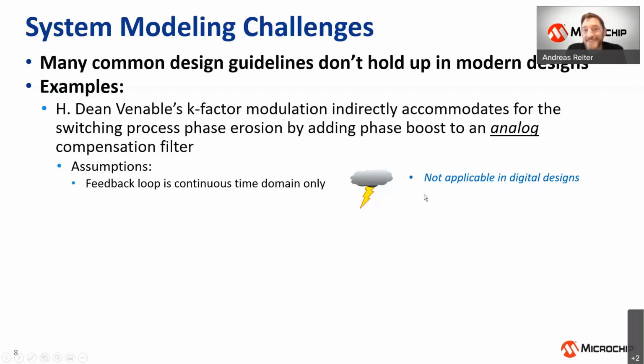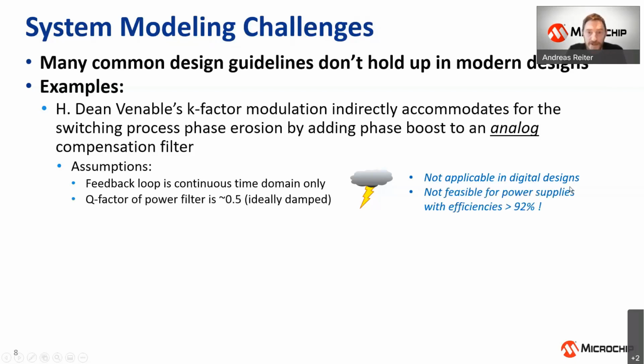Means this is not really applicable for digital designs, for example, and then it also assumes that the Q of the power filter is at around 0.5, ideally damped. So if you are working on designs with efficiencies greater than 92, 94%, so especially when you go really high up to 98% and further, this is way off. So hardly any of these rules, and especially also the math tools that were provided by Dean Venables back then, are just not adding up anymore.